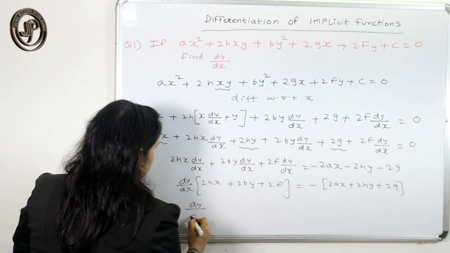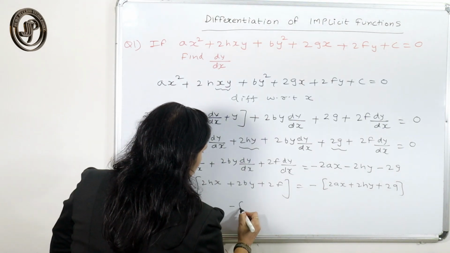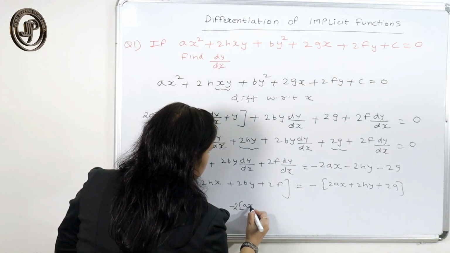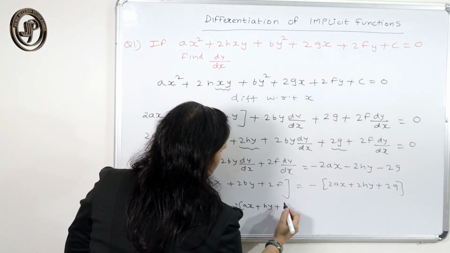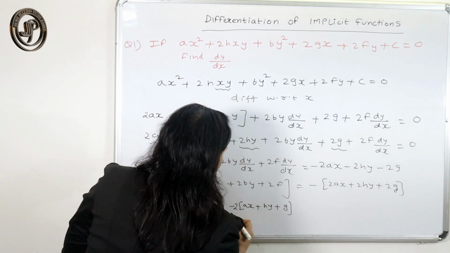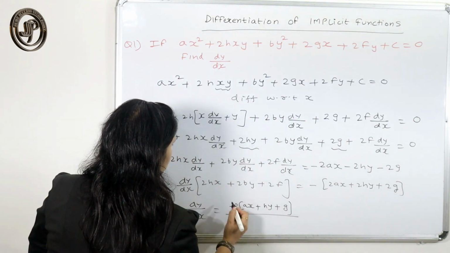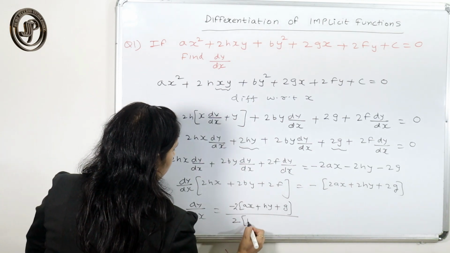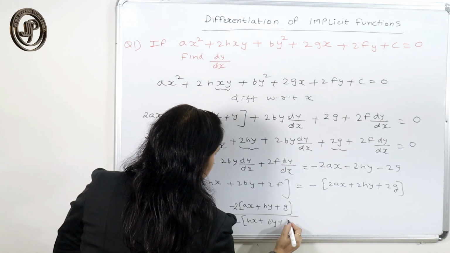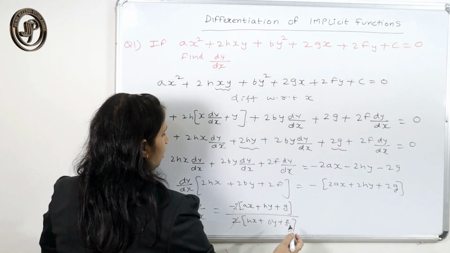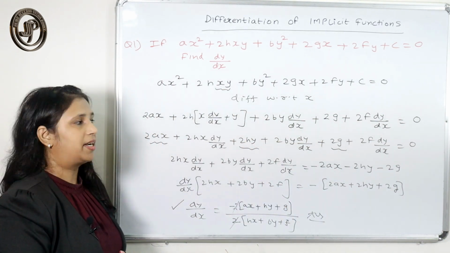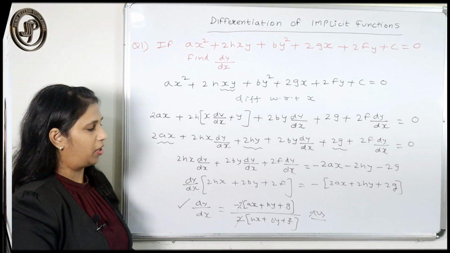So dy by dx will be, if I take 2 out, then this will be minus ax plus hy plus g, upon, this will come in the denominator, and here also I can take 2 out. So what do I get? 2 and 2 will cancel out, and the thing which is left will be my answer. So that is the derivative of the given function.